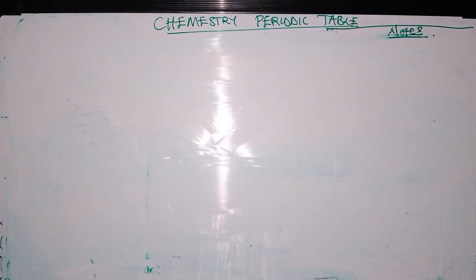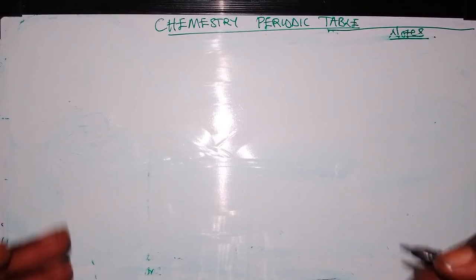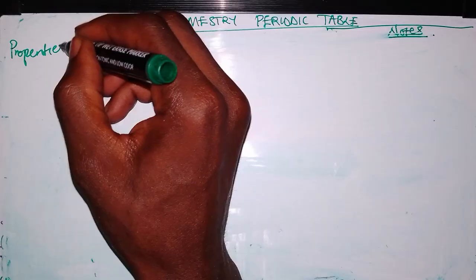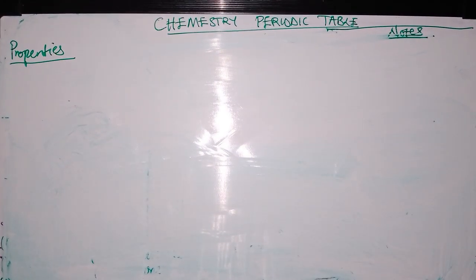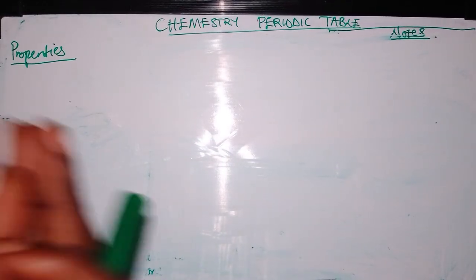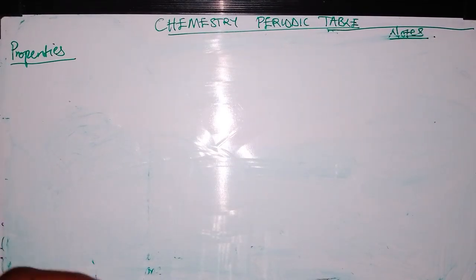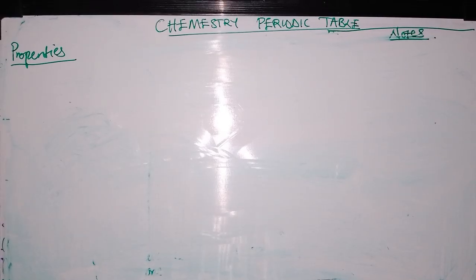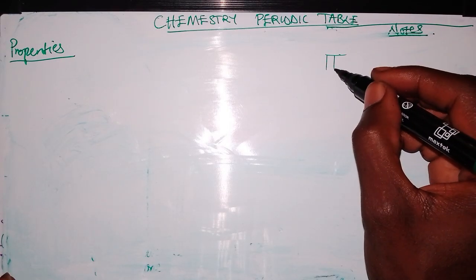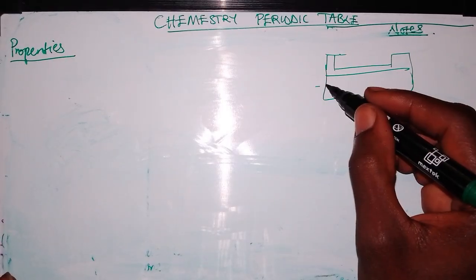Okay, so after knowing the names of each group, we are going to look at now the properties. So the properties we have looked at so far are the properties of elements as we are moving from left to right. Then here we are going to look at the properties as we are moving from top to down. So again, this is just a drawing of the periodic table.